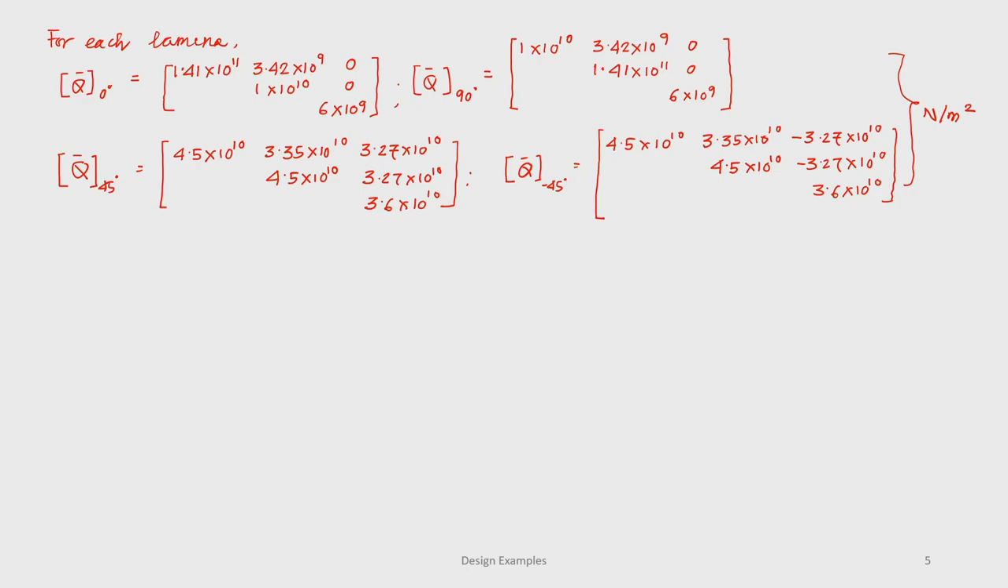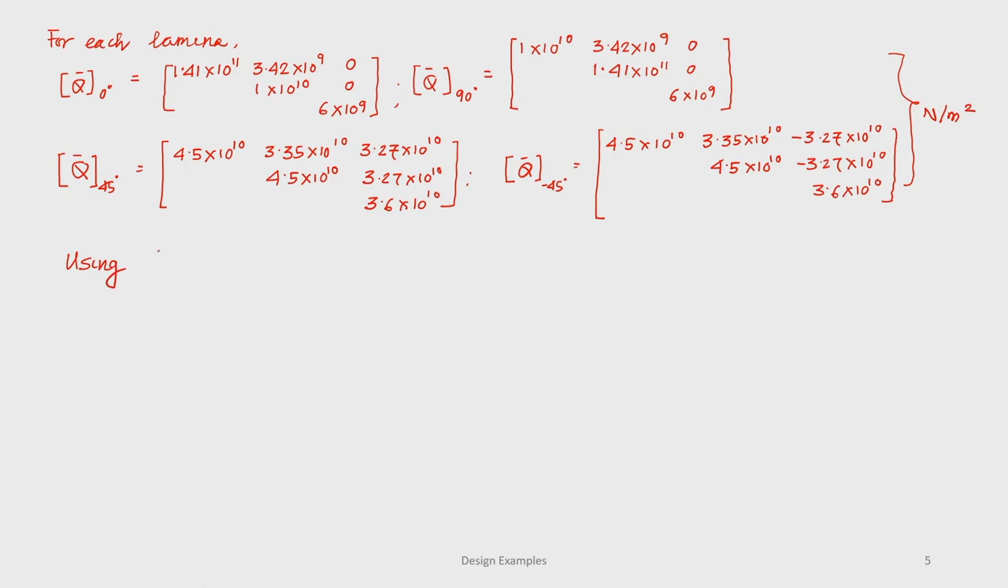So similarly, because these are the four distinct lamina, now they repeat. Therefore, we have found out the reduced transformed stiffness matrix for each of these 0 degree, plus 45, minus 45 and 90 degree. And therefore, using Q bar for each layer and stacking sequence information, that means location of each lamina and their thickness, we can determine the laminate ABBD matrix for the laminate.